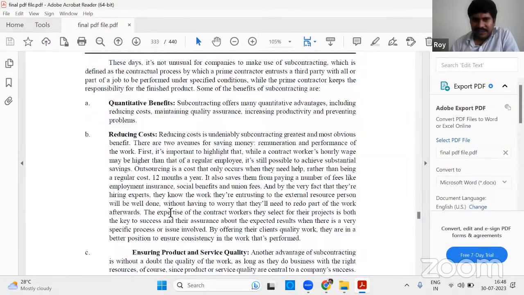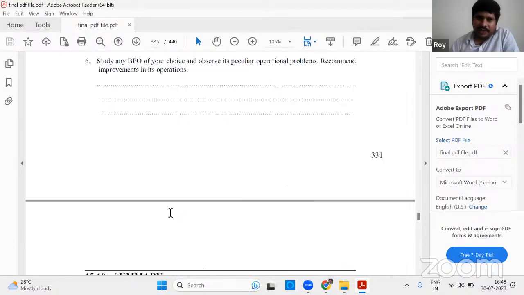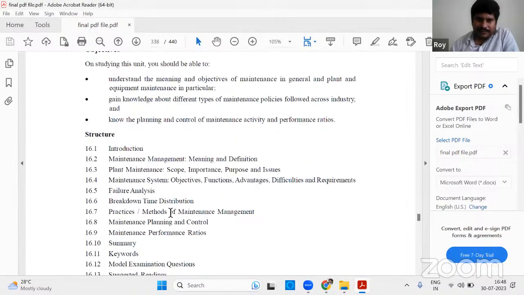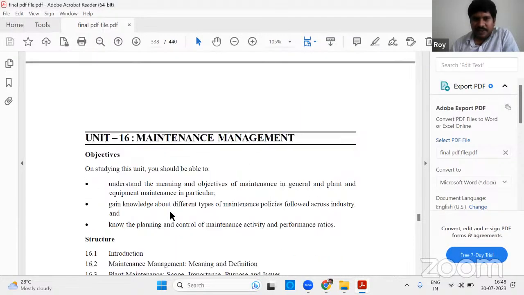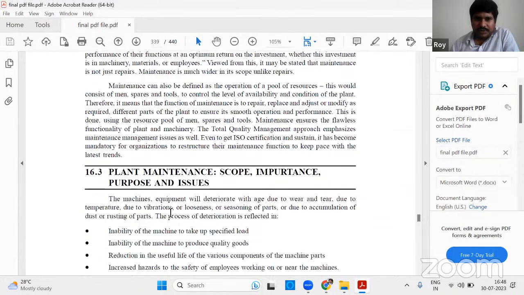It's done. Benefits of subcontracting, also another concept in outsourcing, that you can easily understand. Next, materials also. This is also very important. Maintenance management, and this is also a good one.